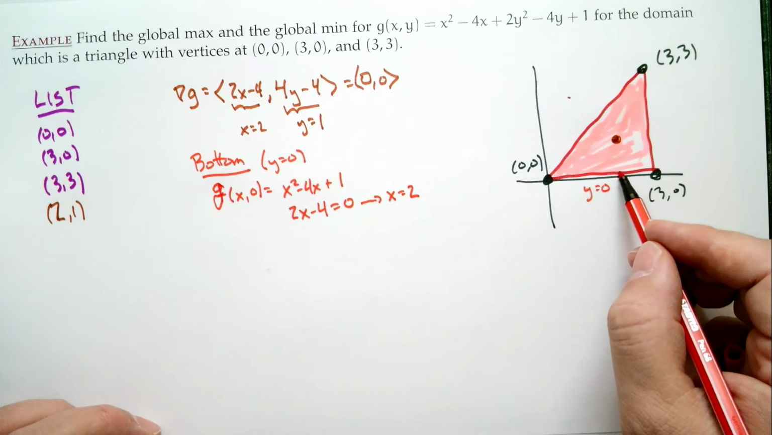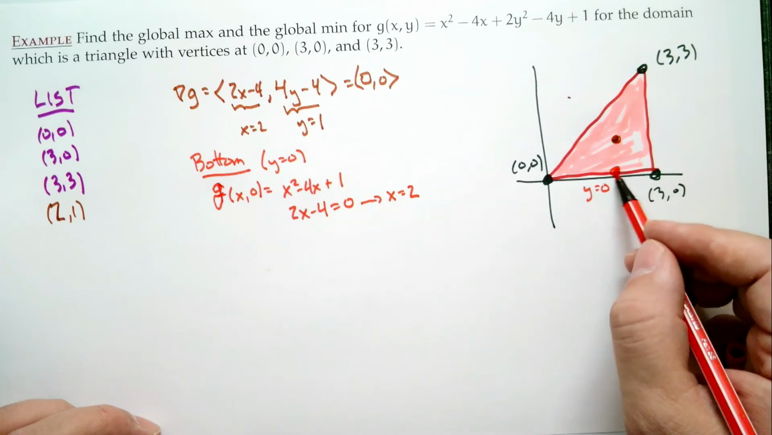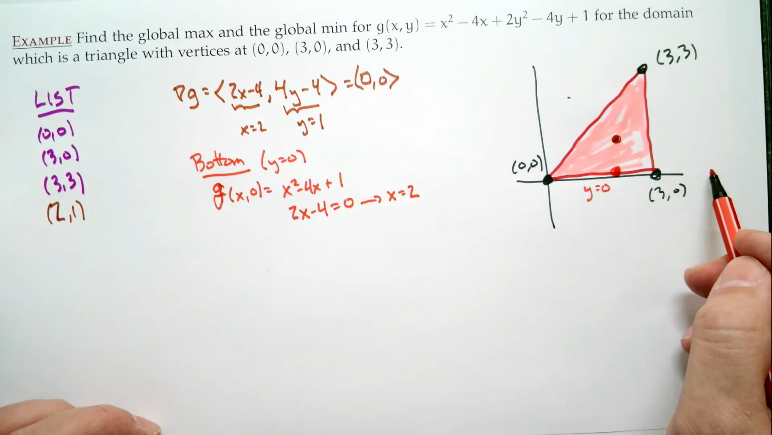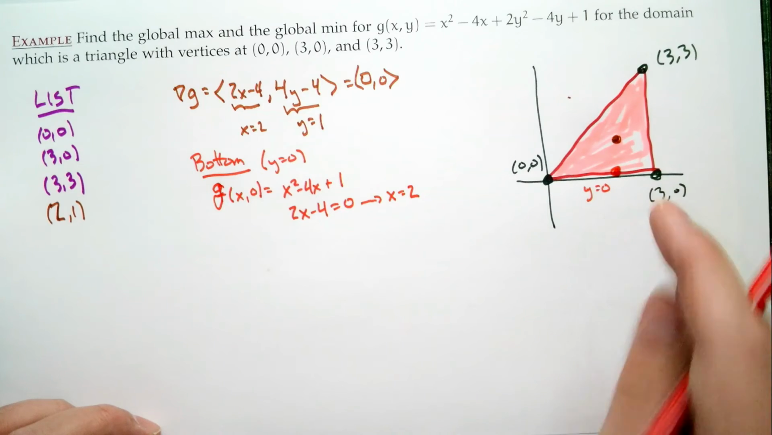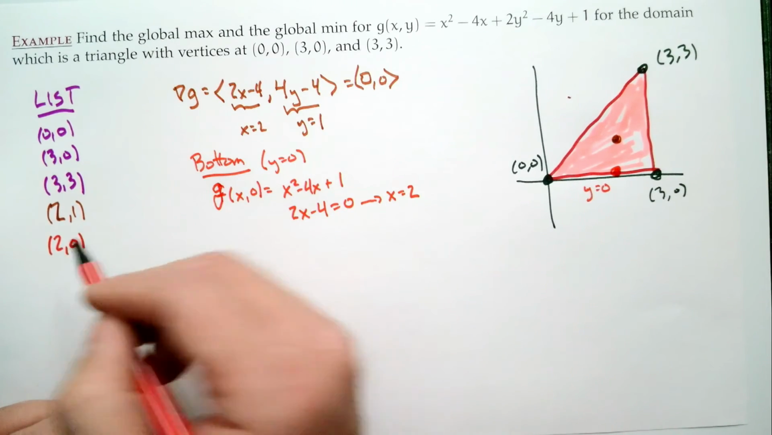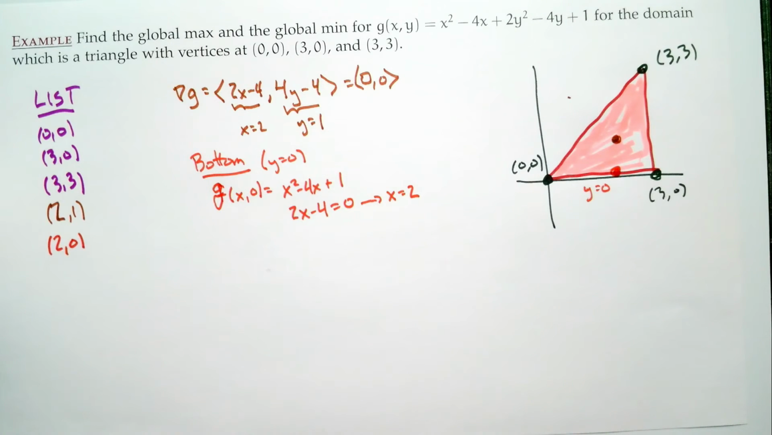Again, just double check. So x equals 2. That is on the side. We could have gone x equals like 4. Don't include it. Always just double check to make sure your points are in your domain. So (2, 0) is the point on our list. Okay, what's next?